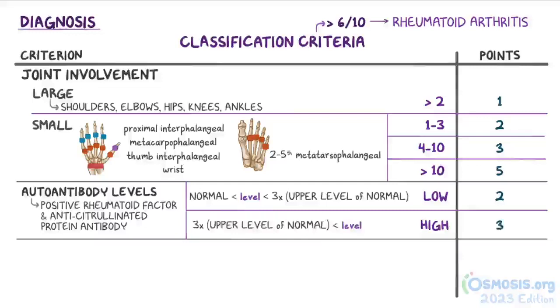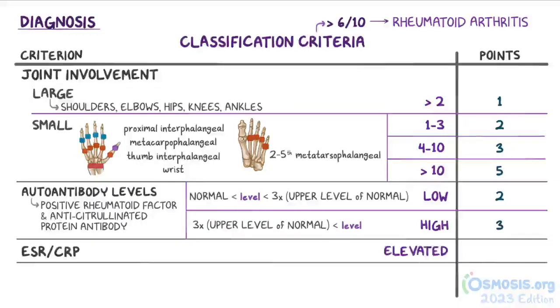The third criterion involves the ESR or CRP. If either are elevated, that gives 1 point. And finally, the fourth criterion involves the duration of arthritis, giving 1 point if it's lasted over 6 weeks.